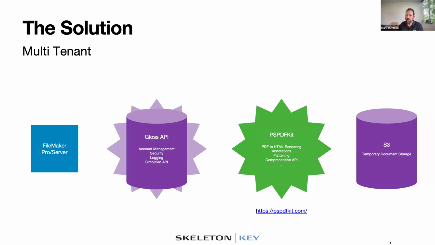And we added a layer in front of it called Gloss, which is an API where we manage the subscriptions that we would resell to FileMaker developers, the security model for handling that and keeping each of your documents secure and only available to users of your API key, a logging mechanism so we can keep an eye on all of that, and a really simplified API.